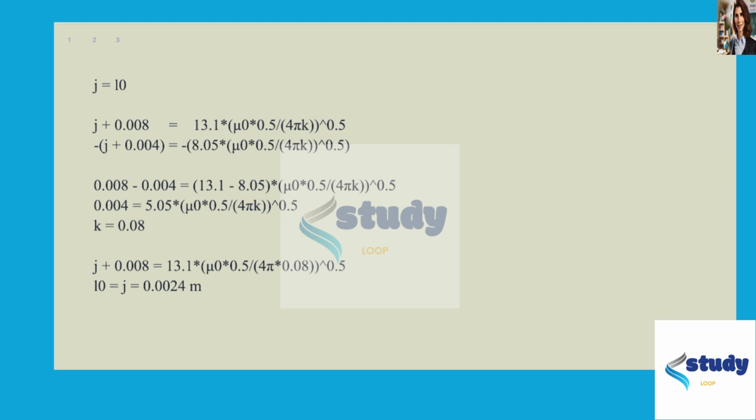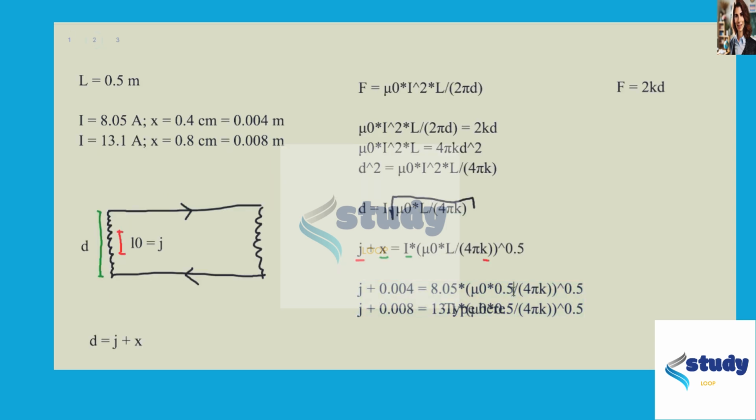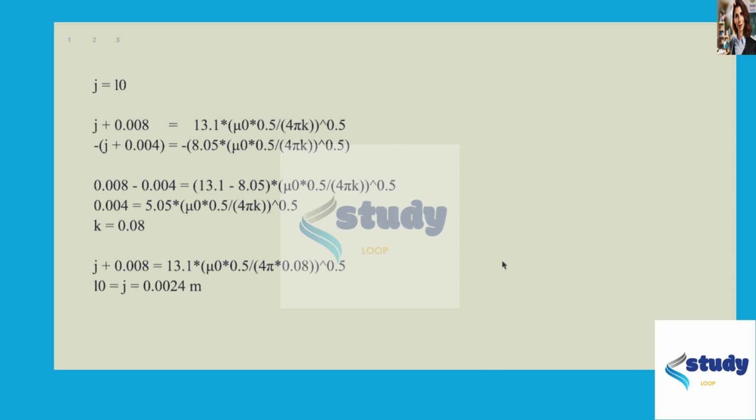So now, looking at B, it asks, if I is equal to 12 amps, what distance x will each spring stretch? So to solve this, we want to go all the way back to our original equation with everything fully generalized. This one up here. Let's just do a new one over here. So this is our general equation, but now we know what j is. J is our L naught, so 0.0024. And we also know what k is now. So we know that k is 0.08. So now we have an equation where we can plug in I and get x. Just rearrange this and solve for x.